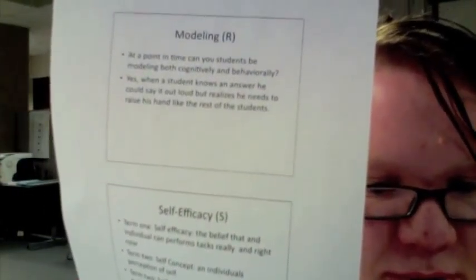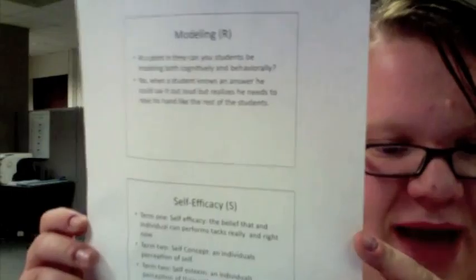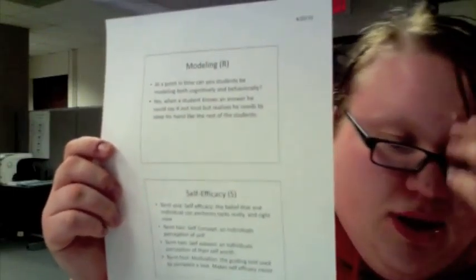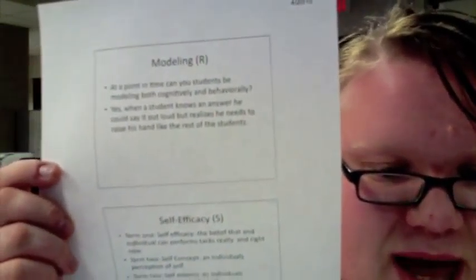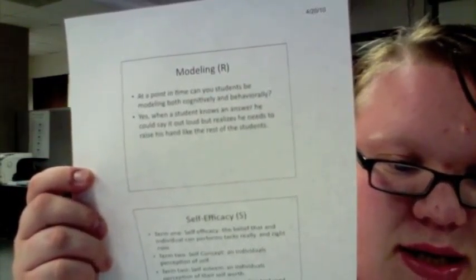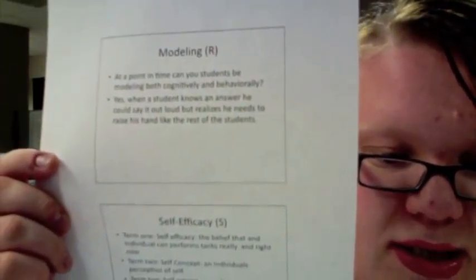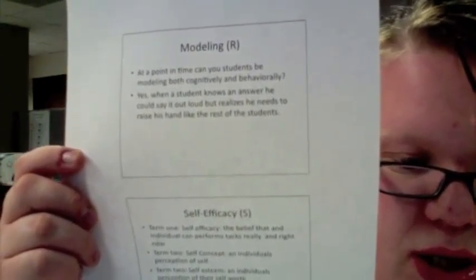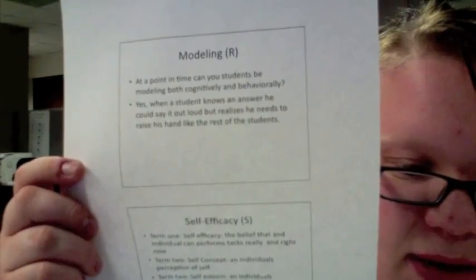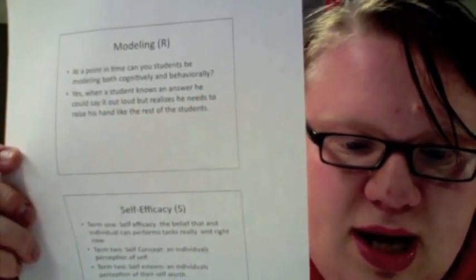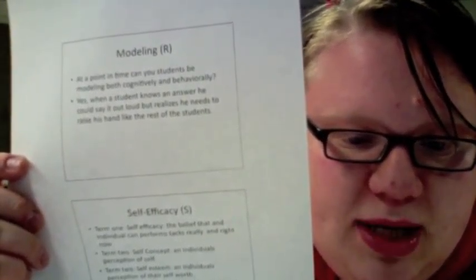self-efficacy. The first term that I use is self-efficacy. Then I use self-concept, self-esteem, and then finally motivation. First, self-efficacy is the belief that an individual can perform a task right here and right now. Self-concept, an individual's perception of self, and then self-esteem, an individual's perception of their self-worth, and finally, motivation, the guiding tool used to complete a task, makes self-efficacy easier.